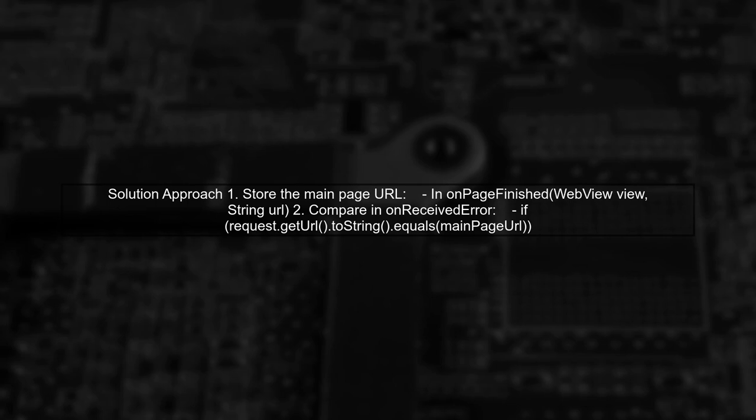To determine if the error is from the main page, we can compare the URL of the request with the URL of the main page. We can store the main page URL when it is loaded.